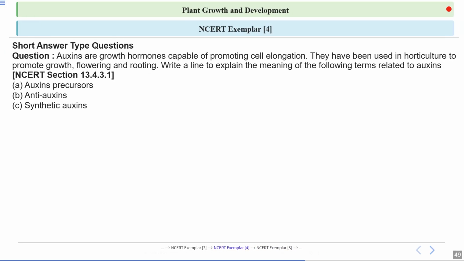Next question. Auxins are growth hormones capable of performing cell elongation. They have been used in horticulture to promote growth, flowering and rooting. Write a line to explain the meaning of the following terms related to auxin. This question is based on the NCERT section 13.4.3.1. So let us see what we have to explain. A. Auxin precursors. B. Antioxidants. C. Synthetic auxin.